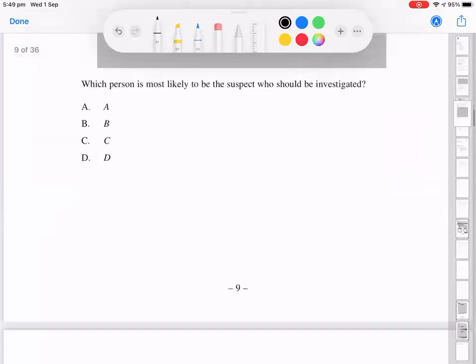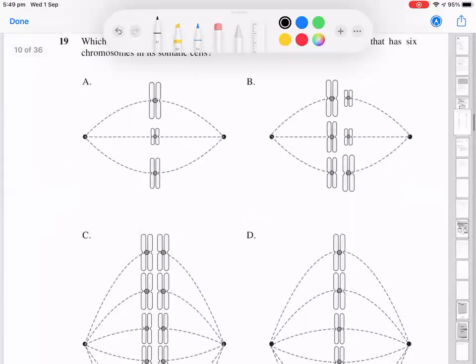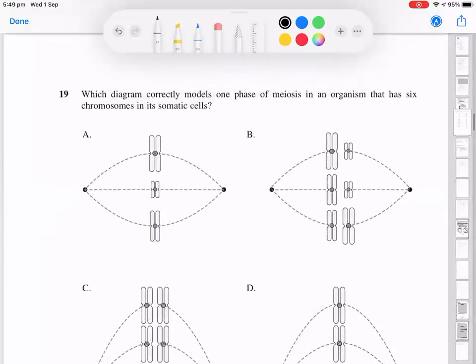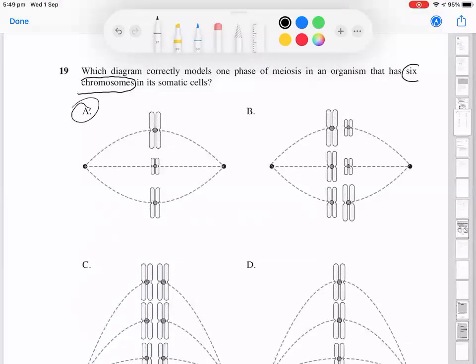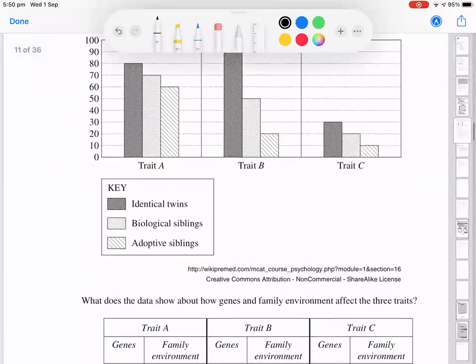So we can't do question 18, but for question 19, okay, so this will get a lot of people, but it's 6 chromosomes, and this means we've got 3 homologous pairs. So the only one with 3 homologous pairs is option A. And then we're looking at meiosis. So this is going to form haploid cells, so it's got half the genetic information. Okay. And finally, question 20.